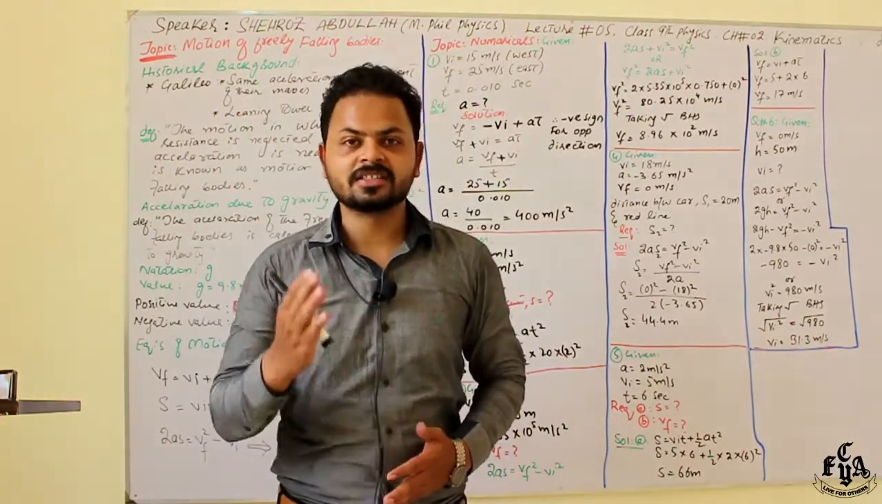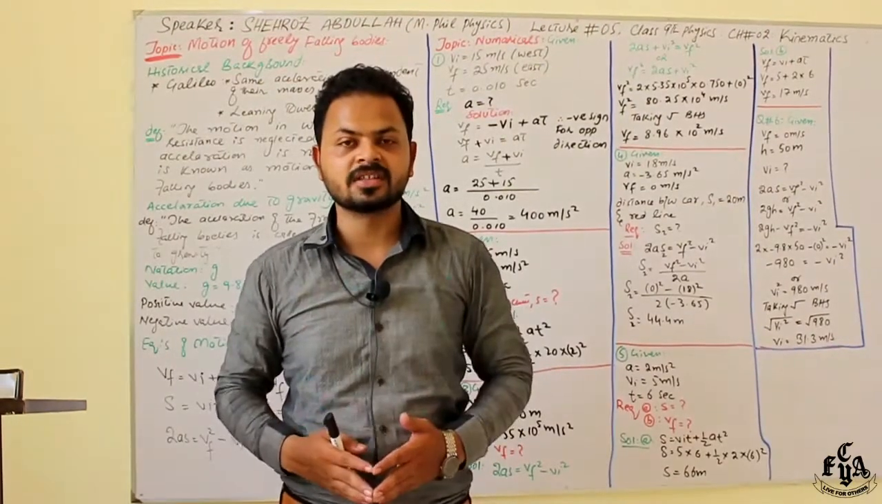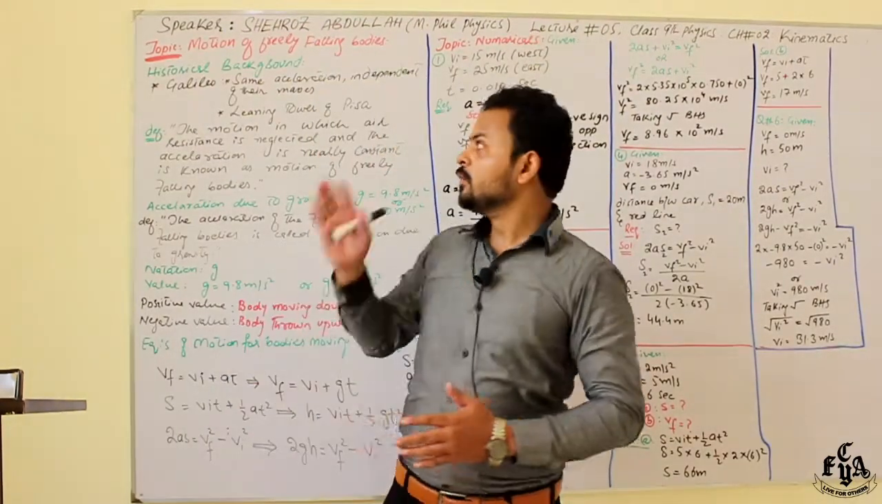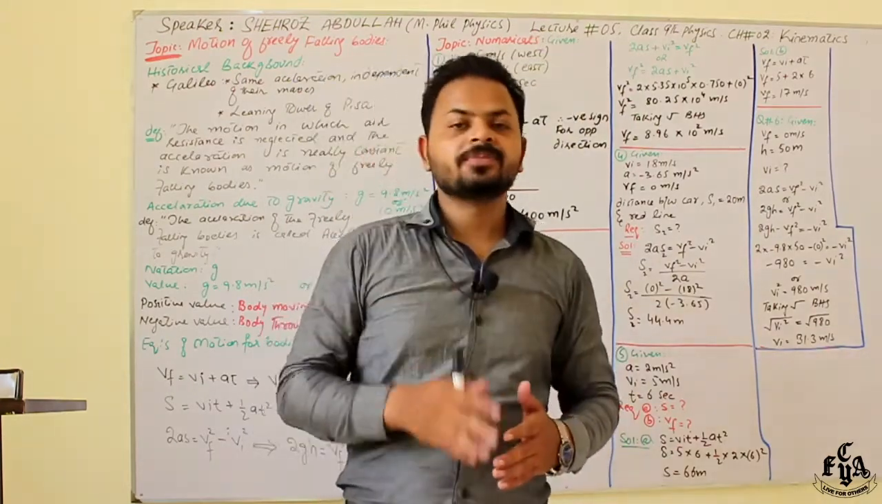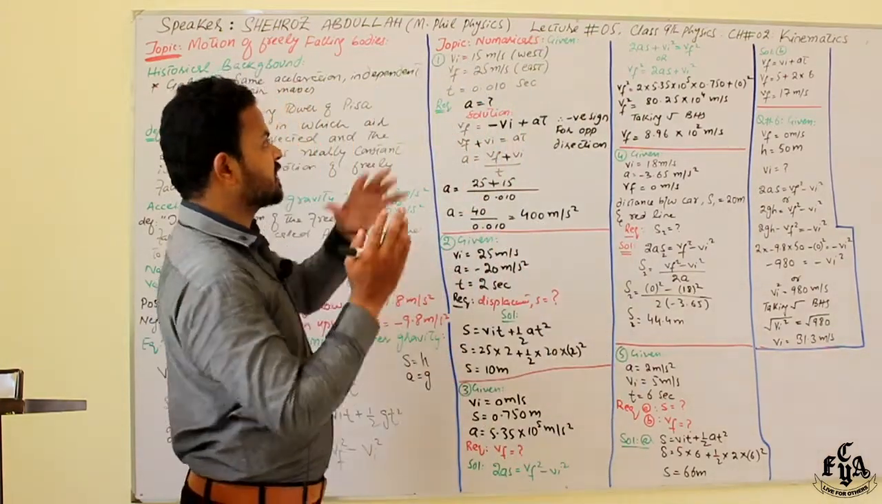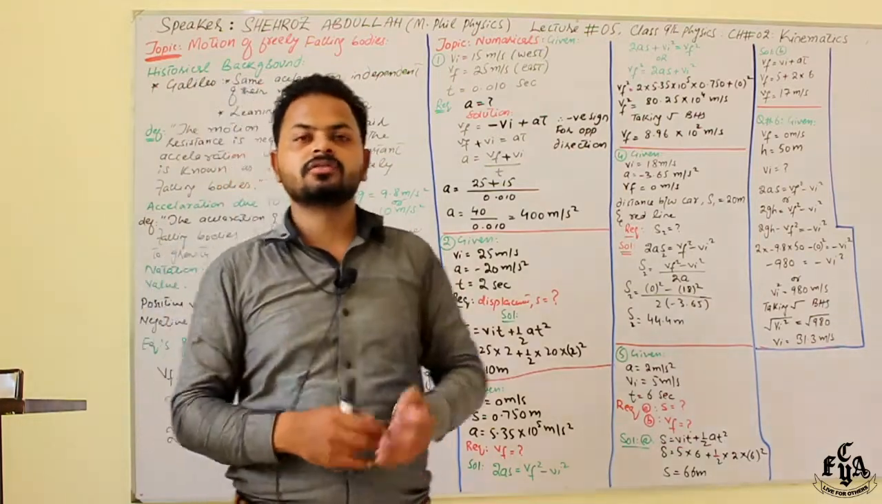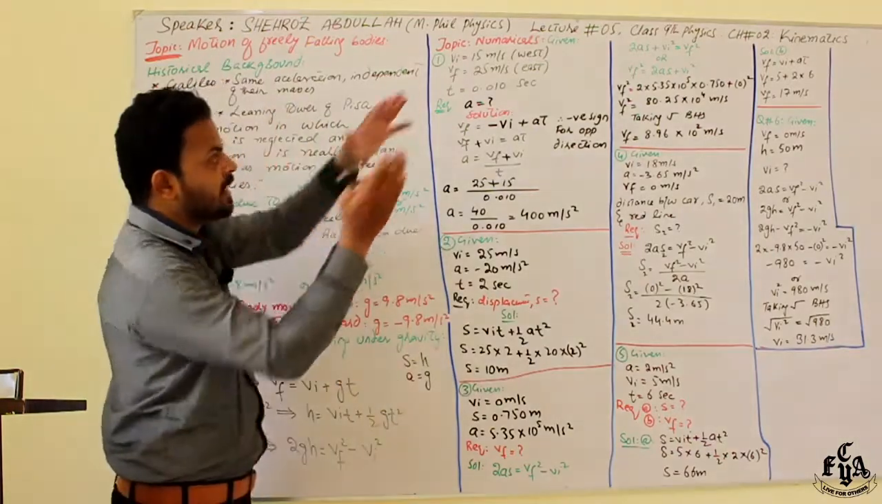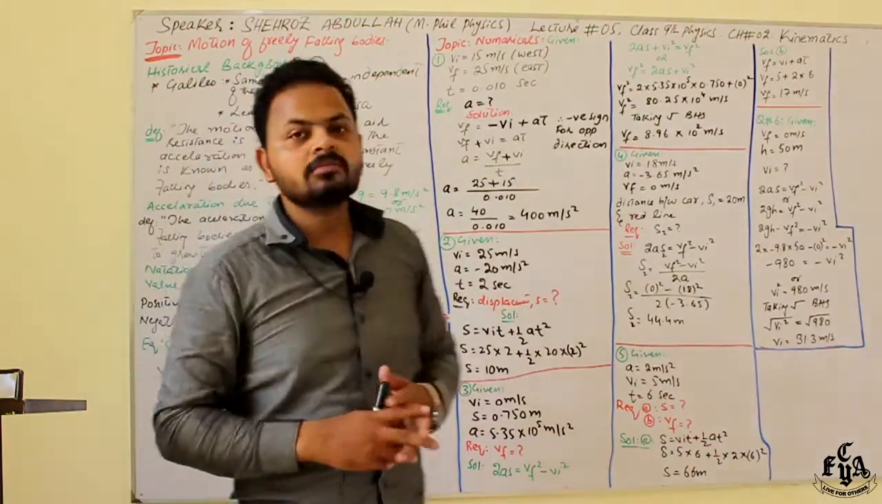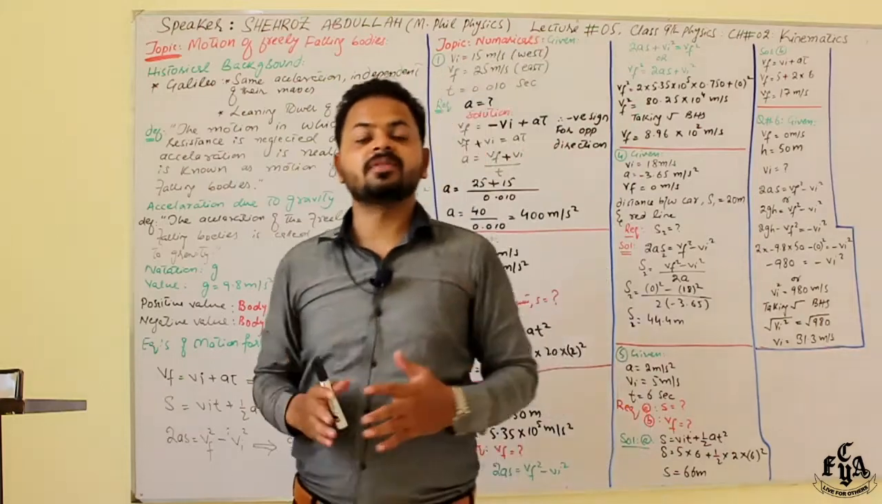Assalamu alaikum little kids. This is Shahroz Abdullah and today we are going to discuss what is motion of freely falling bodies and also we are going to discuss the numerical problems of chapter number 2, class 9 physics, lecture number 5, kinematics.